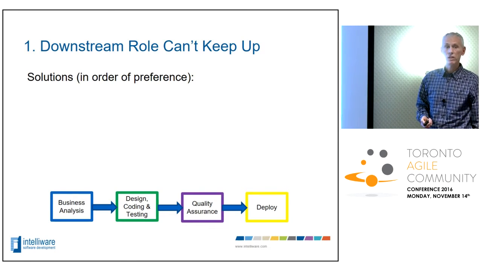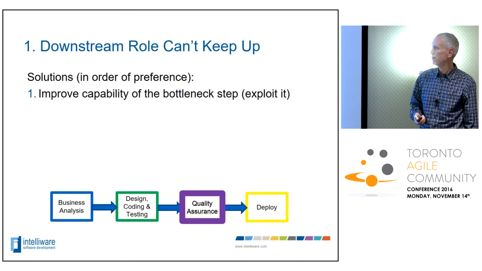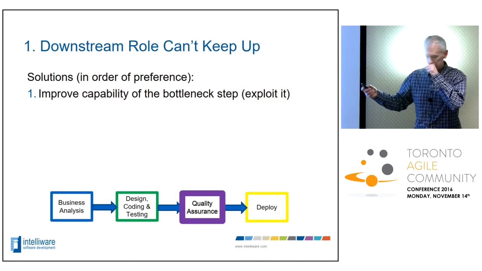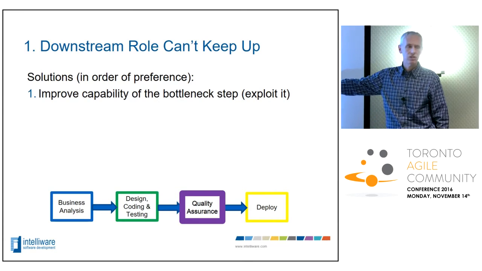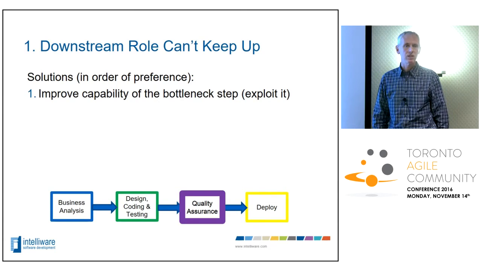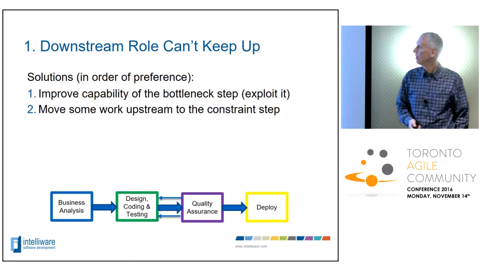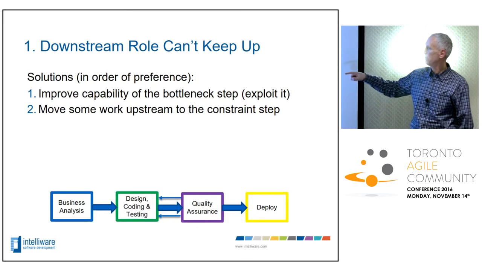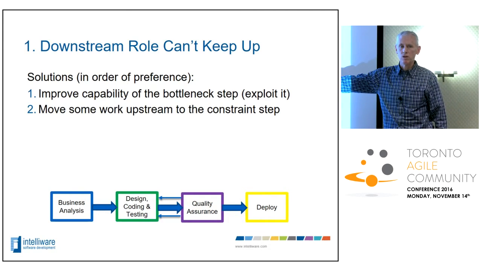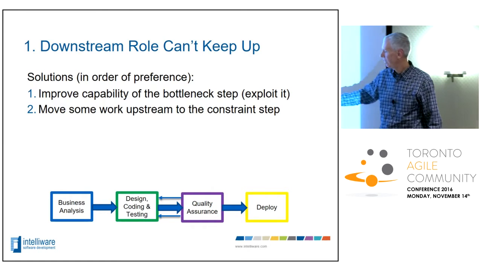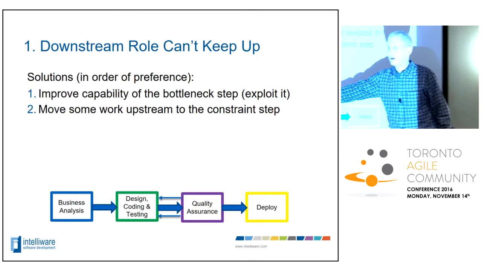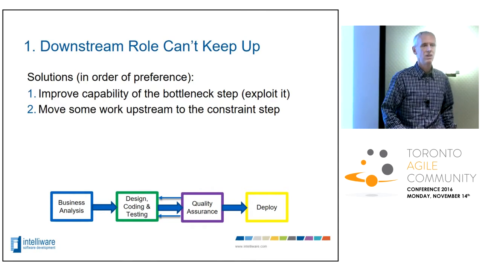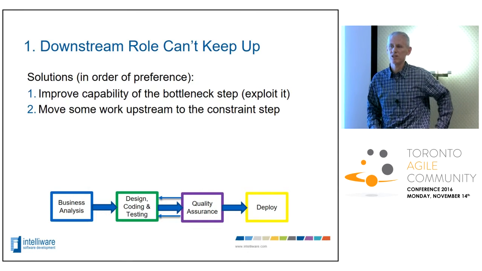So there are a number of ways you can look at this. One thing you could do is, if you've got a step that's constraining, maybe you could exploit it some way. Maybe in the case of quality assurance, maybe you could have them write more automated test cases or something like that. Or perhaps another way is, is there a way that you could move some of the work upstream? So often what I found is that if QA is bottlenecking the process, it's because there's not enough testing going on up in the development step. And the result is that QA ends up doing a lot of extra testing.